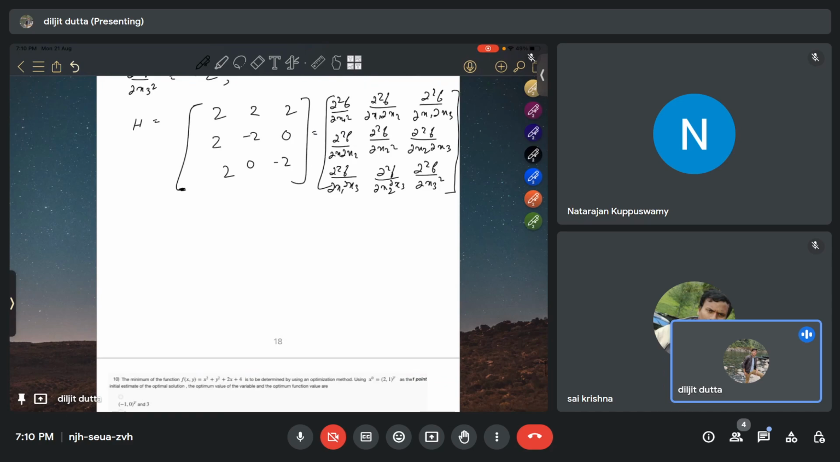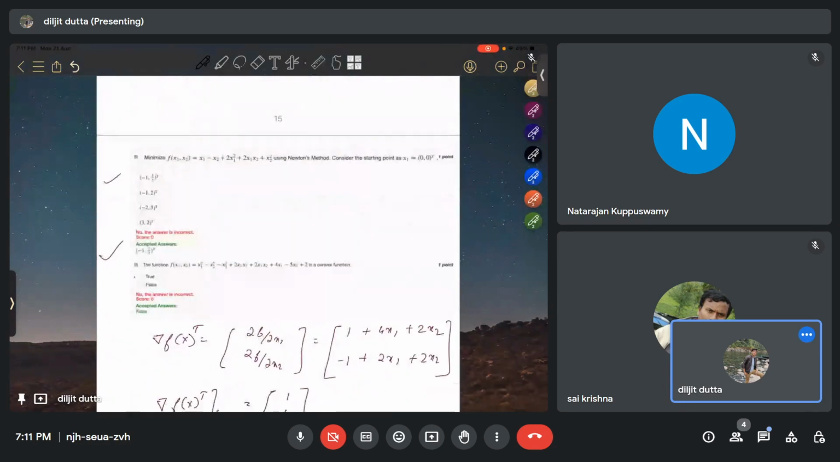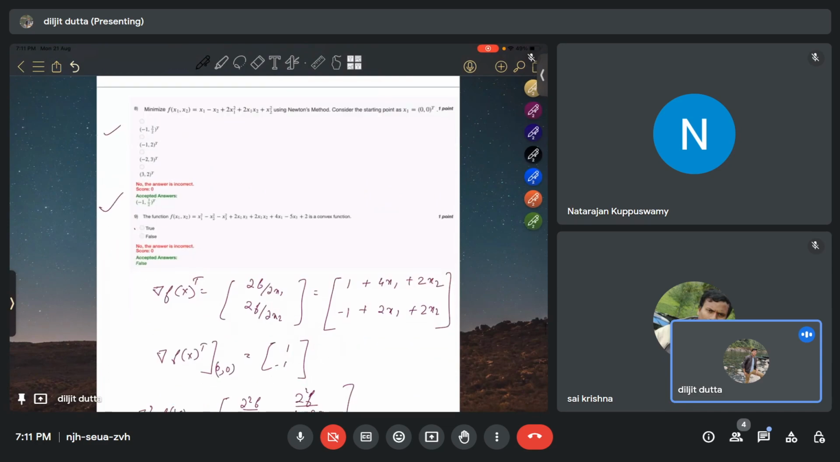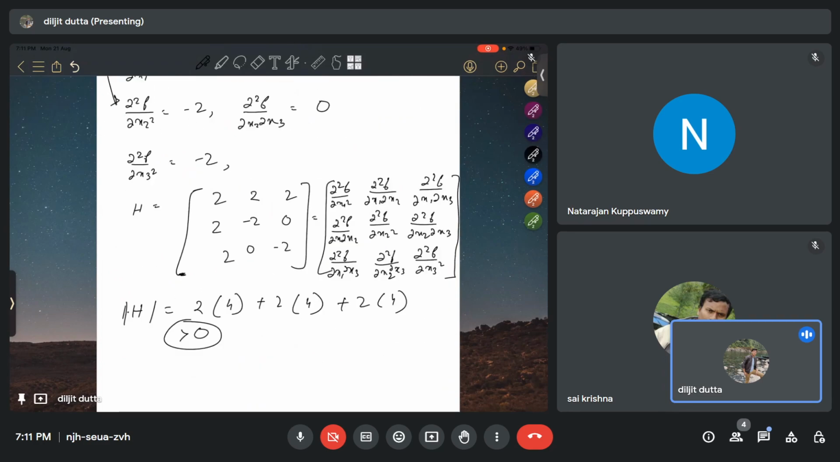The Hessian matrix. So to see if it is positive definite, we have to take the determinant of H. So it will be 2 into 4 plus 2 into 2 times 4. So this is greater than 0. So this determinant is greater than 0. Again, this determinant is greater than 0. So it is a positive definite matrix. So it will be a... it's false. Why is it false?